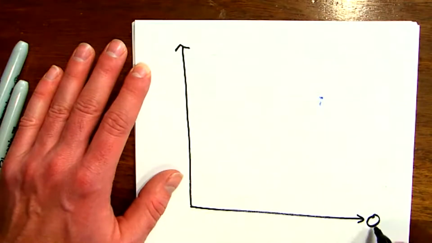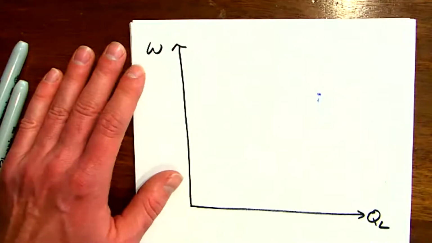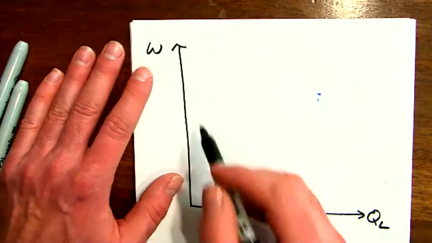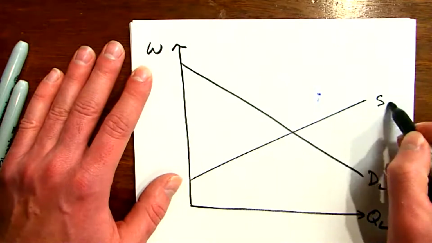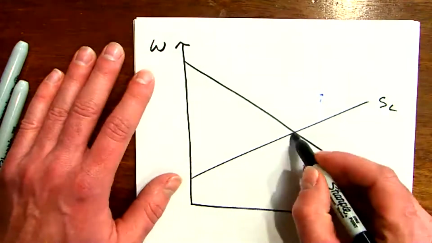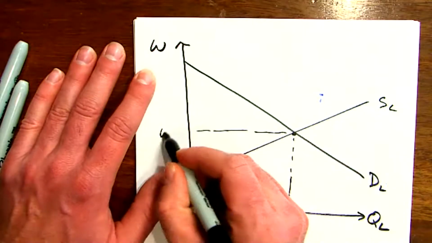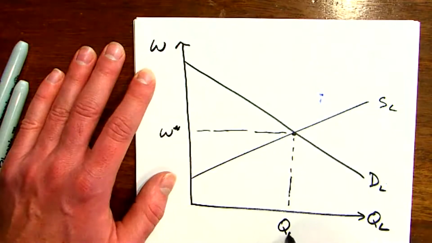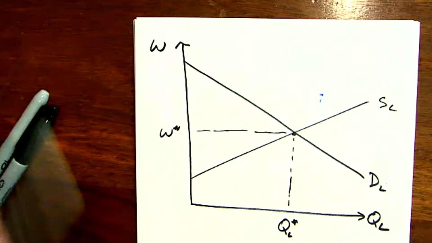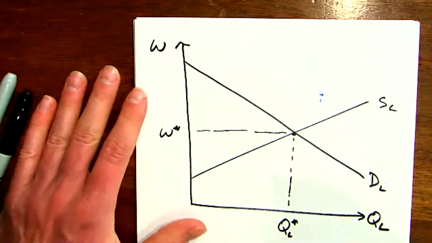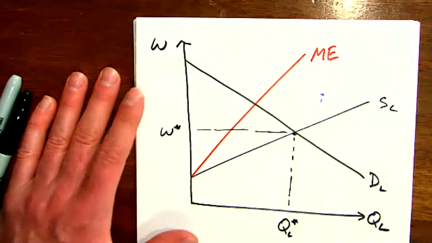Here we're thinking about the quantity of labor. The price of labor is the wage. So we have some demand curve for labor and some supply curve for labor. And without a monopsonist, it works just like the product market. We get this equilibrium wage and this equilibrium quantity of labor. With a monopsonist, they make decisions and set the wage based off of this marginal expenditure curve.